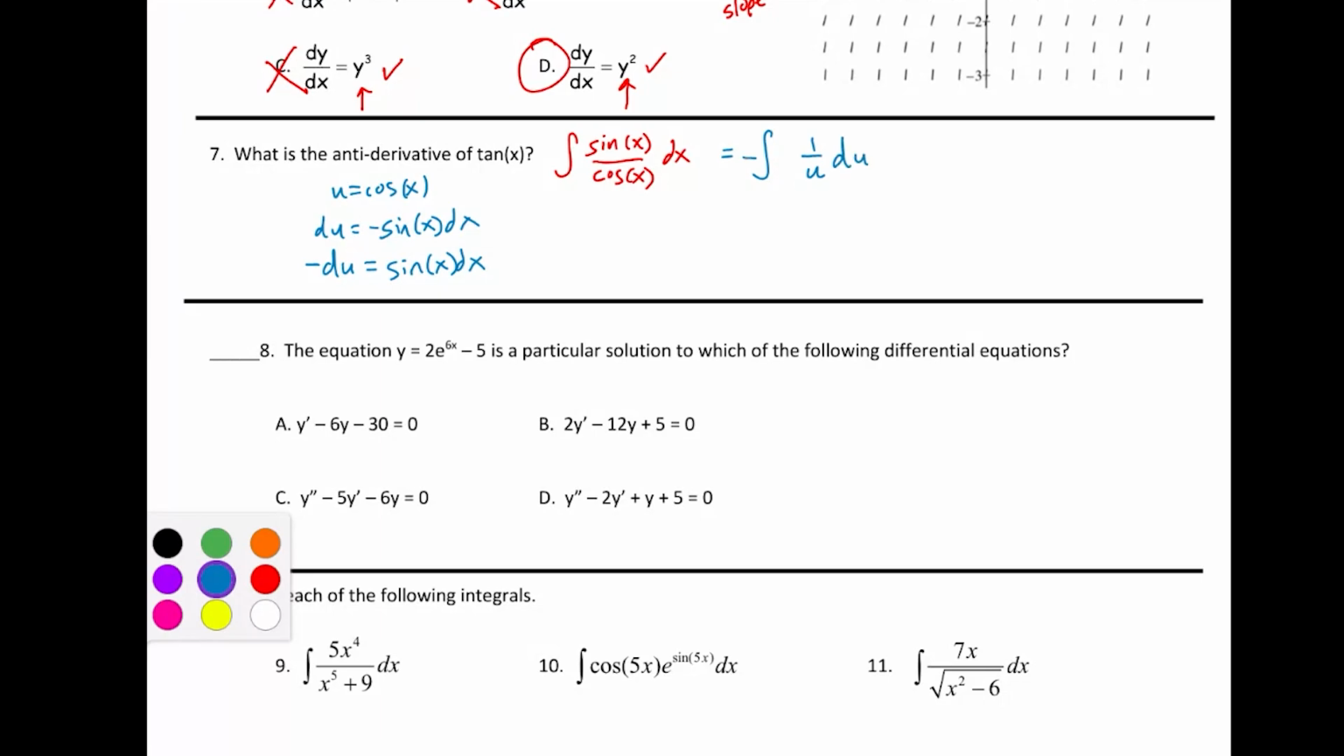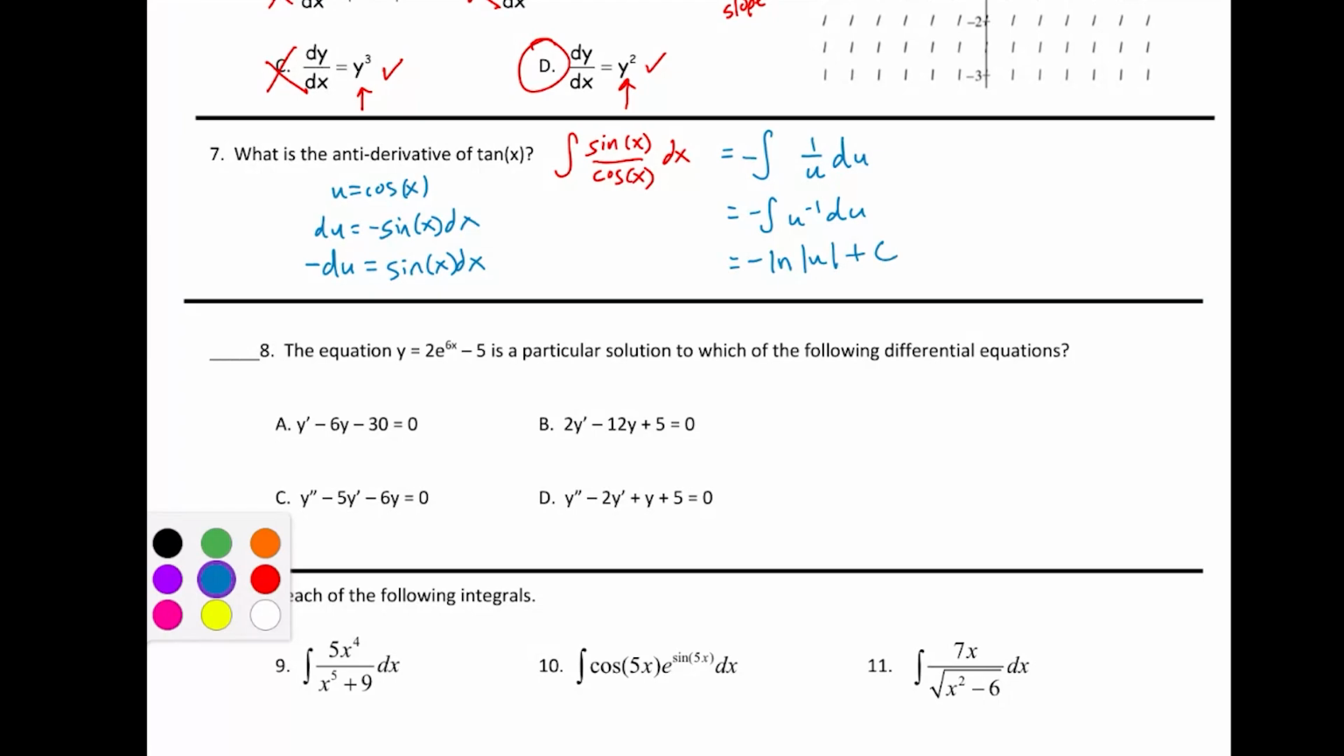So 1 over u, another way of saying that is u to the negative 1. And then now I can integrate like we have done many times. This is going to be one that you really should know. The integral of u to the negative 1, or anything to the negative 1, is going to be the natural log of the absolute value of that thing. So we have the opposite of the natural log of the absolute value of u plus c.